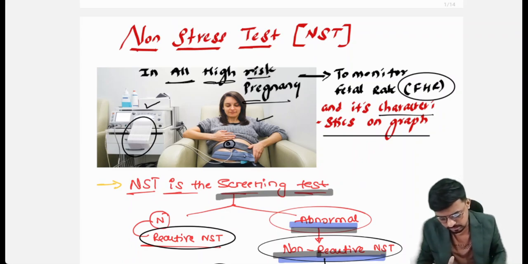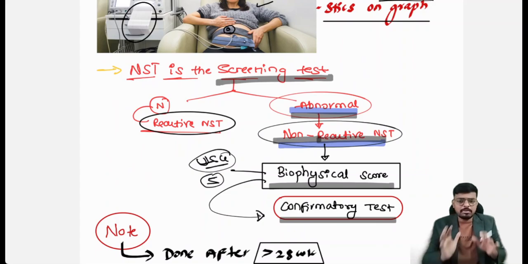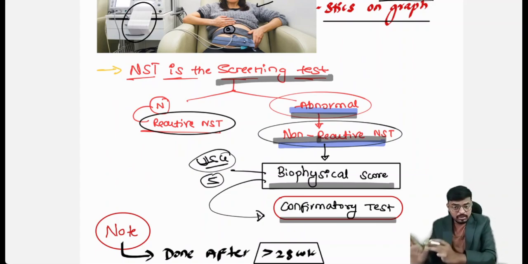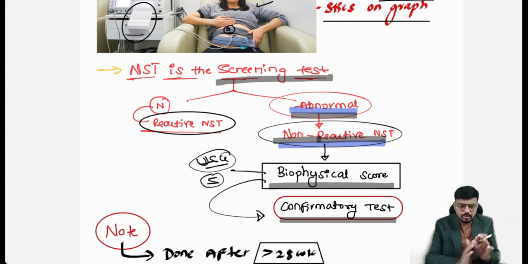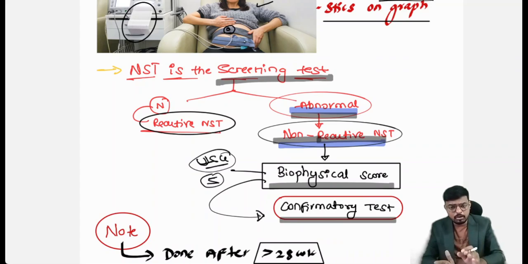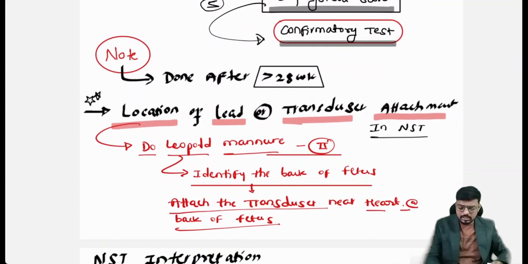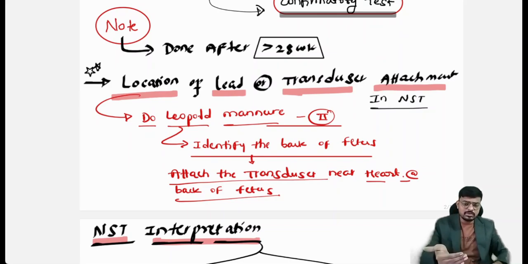Very important. If the NST comes normal, I call that a reactive NST. If the NST comes abnormal, I call this a non-reactive NST. If the NST comes abnormal or non-reactive, then I will go for the biophysical score. So what is the next step? The next step is the biophysical score, which is the confirmatory test. We have to do the NST after 28 weeks of gestation.